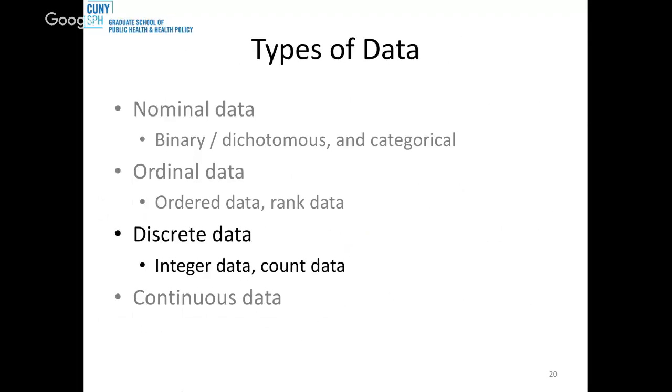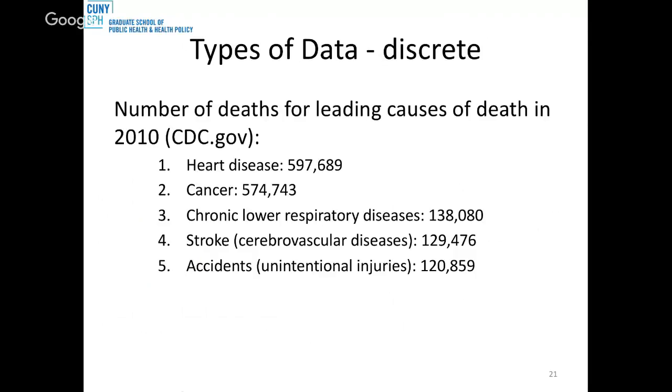So discrete data, these are integer or count data. These same data could also be considered discrete data if we're looking at the actual numbers. So the 590,689, that is a discrete or an integer variable.